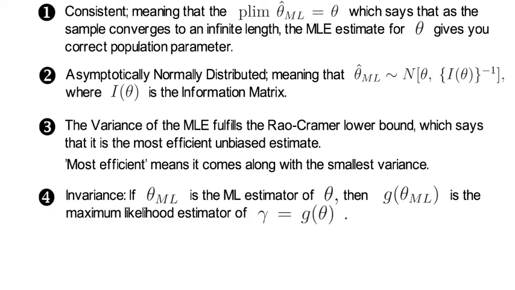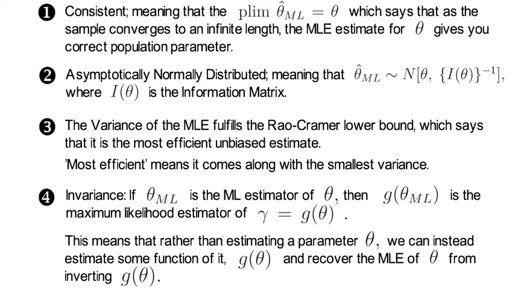And fourth, there's an invariance result. It says that if theta ML, which is the maximum likelihood estimator of theta, if you found that, then G of theta ML is the maximum likelihood estimator for gamma, which just coincides with theta evaluated through a function G. Now that means that rather than estimating a parameter theta, we could also instead estimate some function of it, G of theta, and then recover the MLE of theta from inverting G of theta.